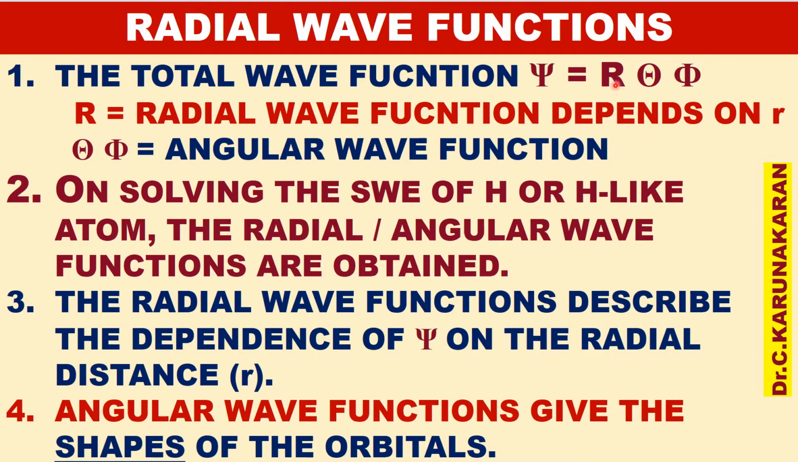The radial wave function and angular wave functions are obtained by solving the Schrödinger wave equation. The radial wave function describes the dependence of the total wave function on the radial distance r, whereas the angular wave function gives us the shape of the atomic orbitals.